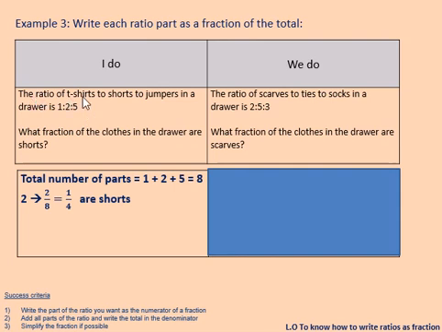It says the ratio of t-shirts to shorts to jumpers. So t-shirts is the first part, shorts is the second part, jumpers is the last part. So shorts corresponds to this 2 in the middle here. Now we need to work out how many total parts we've got. So we've got 1 plus 2 plus 5 parts, 8 parts in total in this ratio. And 2 of them are shorts. So we write 2 out of 8, because 2 out of 8 total parts are shorts. And then we simplify that down to a quarter, taking out a common factor of 2.